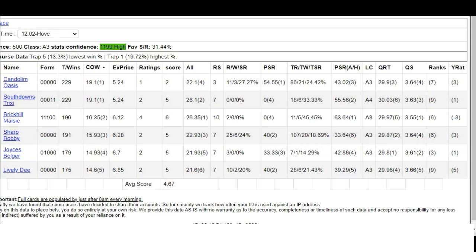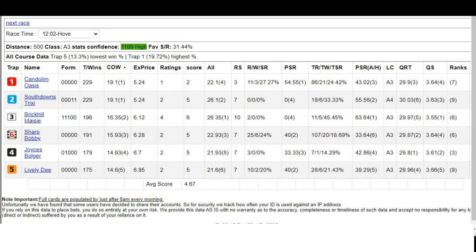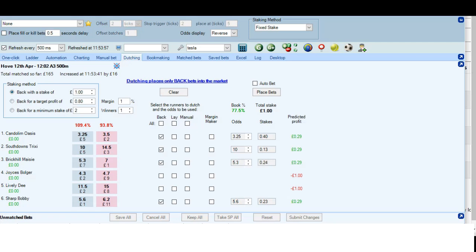So I think we've got some good runners here, and that's probably reflective of the price. But you can see we're starting to get into profit now. As we're getting closer to the race, the prices are sorting themselves out, and we've got 77% of the book, and we're making 30% profit on our stake of £1.